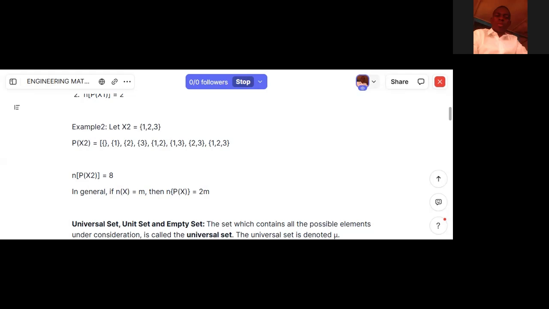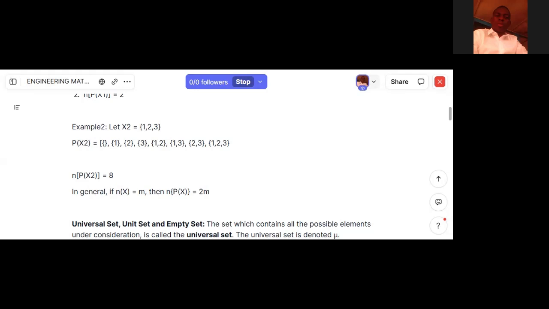Now there is a formula that is used to determine the cardinality of the power set of a given set, which is simply 2 raised to the power m. Please mind that that is 2 raised to the power m, not 2m, where m is simply the number of elements present in the given set in consideration.